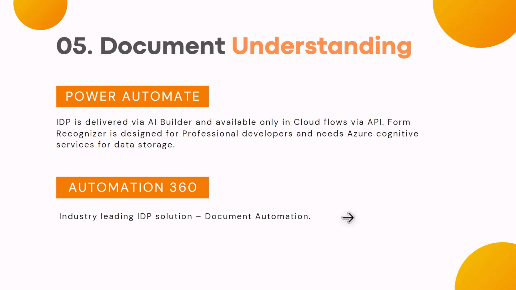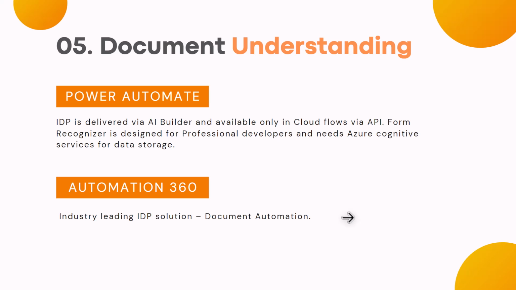Coming to document understanding, which is a part of IDP, Intelligent Document Processing. In Power Automate, it is delivered via AI Builder and currently only available in cloud flows via APIs. The Form Recognizer service of Azure is there, but it is designed for professional developers and it needs Azure Cognitive Service for data storage. Additional cost.